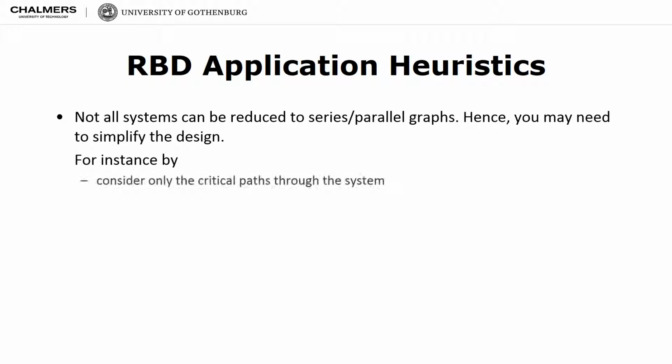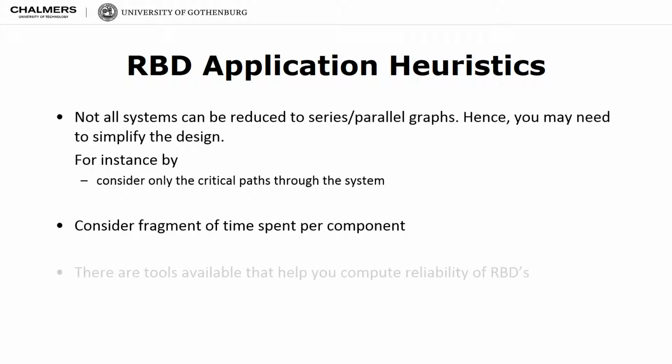Here are some heuristics for applying reliability block diagrams. Formally, not all systems can be reduced to series parallel graphs that we have shown are the key patterns in reliability block diagrams. So sometimes you may need to simplify the design. In this case, you can look, for instance, at the critical paths through the system, because the paths typically are series parallel graphs. Moreover, you can consider how much time is actually spent per component and use that to refine your calculation. And the good news is that there's actually tools around, you can probably find them on the internet, that help you compute the reliability of block diagrams.